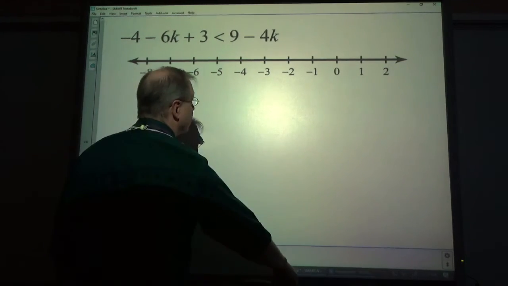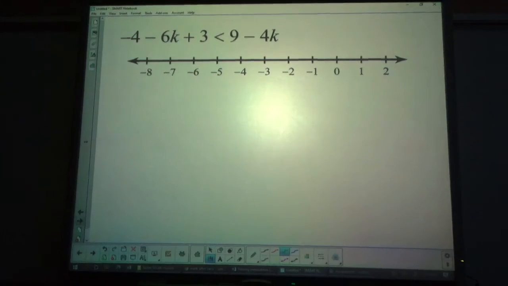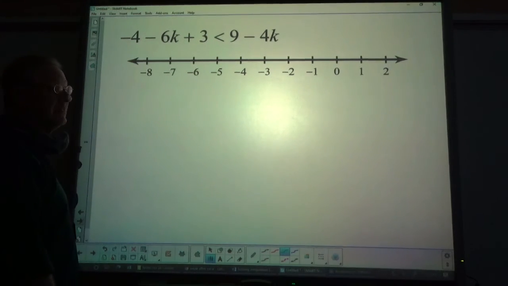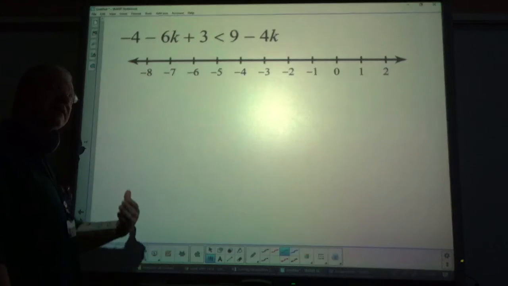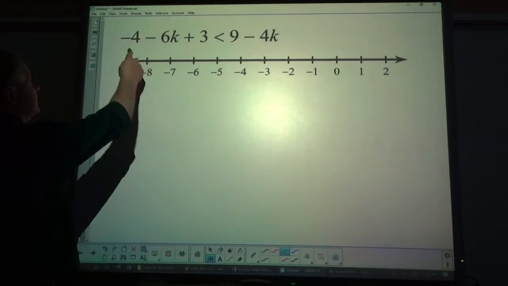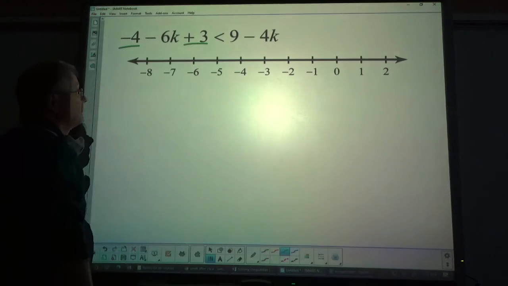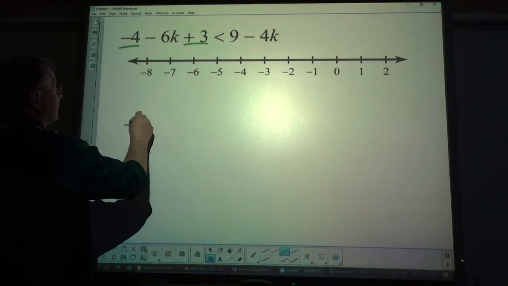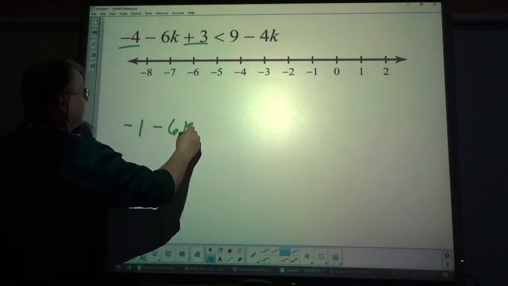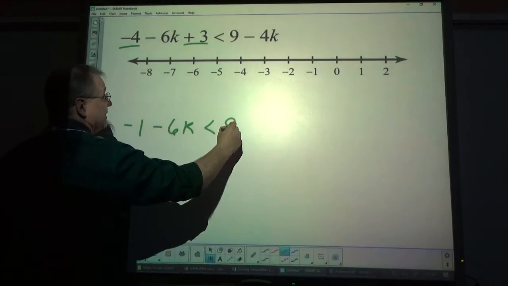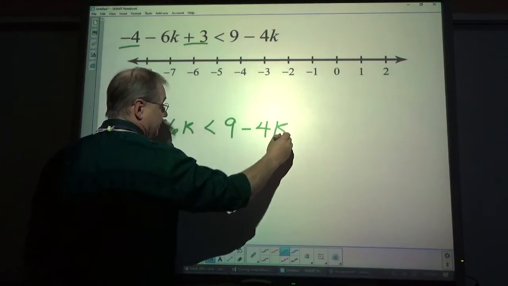Now, variables on both sides. When you have variables on both sides, this is definitely a situation where you are going to try to do all those steps. There's no distributive property, so the second step is to combine like terms on the same side of the inequality. In this case, the -4 and the 3 make -1 minus 6k less than 9 minus 4k.